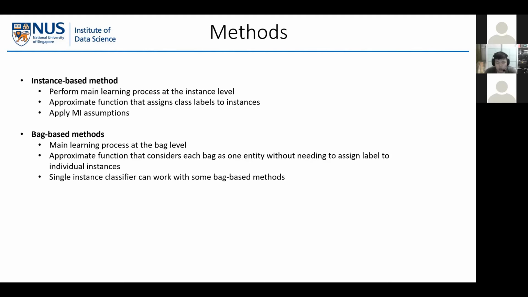And the goal here is to approximate functions that consider each bag as one entity without needing to assign a label to individual instances. So usually with bag-based methods, we are more concerned with classifying whether a given bag is labeled positive or negative. And usually with bag-based methods, we are also interested in finding a bag representation so that we can simply apply single instance classifiers to it, which makes the problem simpler and we don't have to reinvent anything.